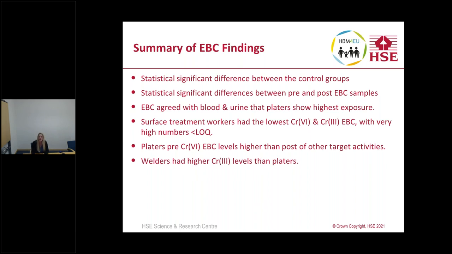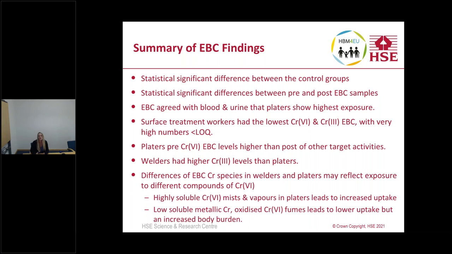Welders had the higher chromium 3 levels, higher than platers, which seemed a little unusual considering how elevated the chromium 6 levels were in chrome platers. And so one of the things that we're thinking about is that the differences in exhaled breath condensate chromium species in welders and platers may reflect the exposure to the different compounds of chromium 6.